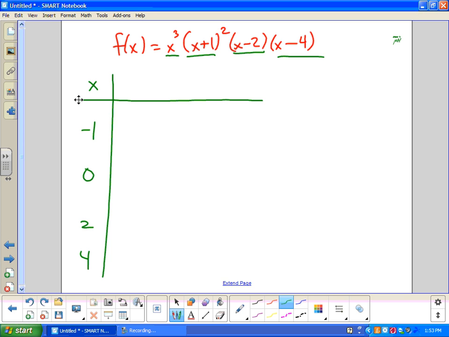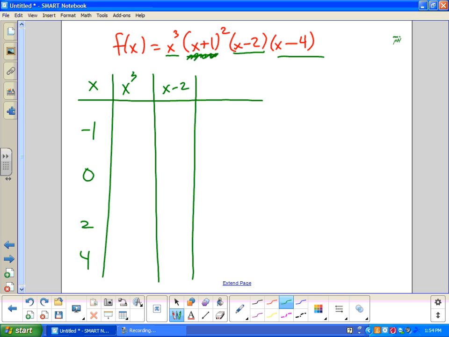Now, you guys agree this one does not affect sign, right? Because it's squared. The x cubed does. So I'm going to have x cubed here, and I'm going to alternate sign. I'm going to have x minus 2, and I'm going to have x minus 4. Those factors in that function affect the sign. Now we just have to go through and make our sign table.